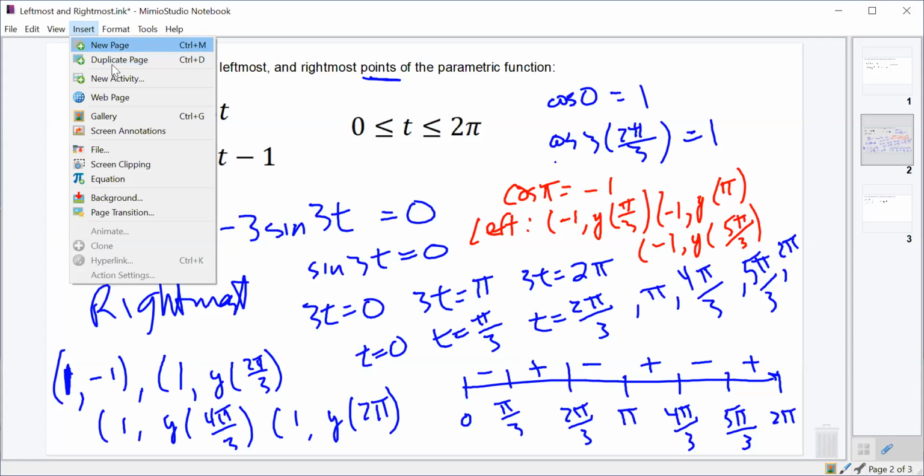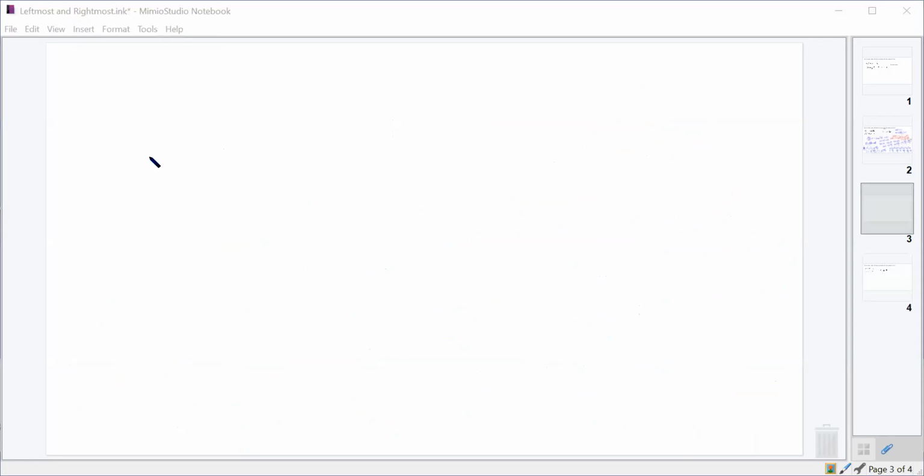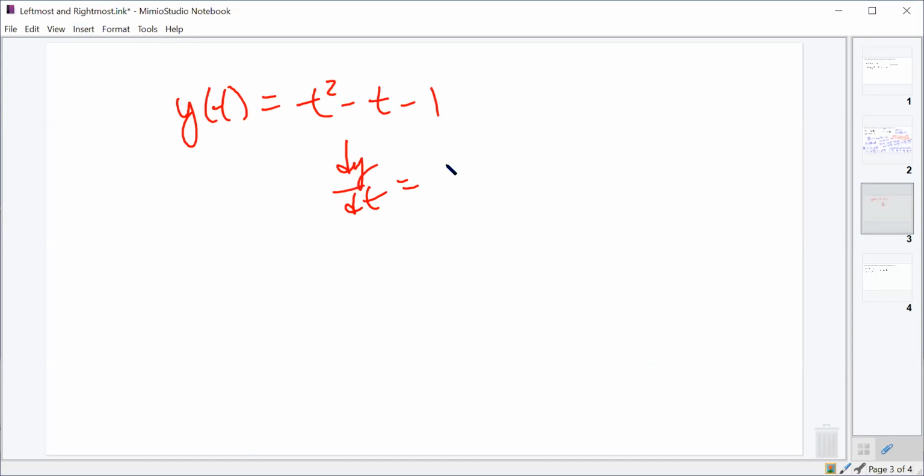All right, and what about the highest and the lowest points? So we had y of t was equal to what? t squared minus t minus 1, is that what it was? Yeah. So we need to figure out when that's at a max and when that's at a min. And so we will take a derivative of that, dy dt, should be equal to 2t minus 1, never undefined, but equal to 0 at t equals 1/2. So that's one option.